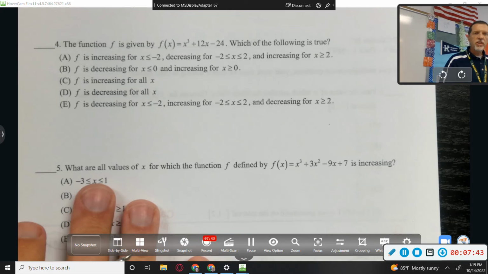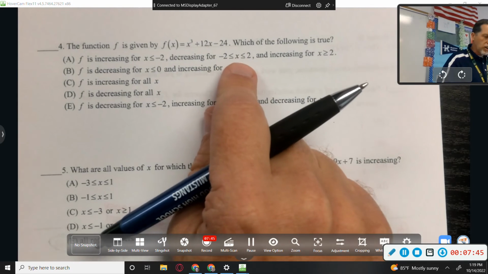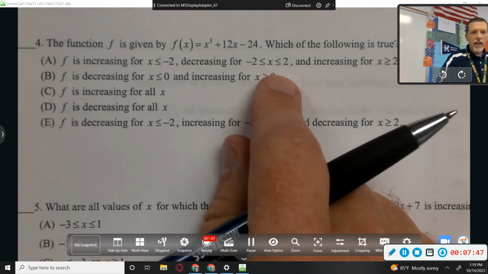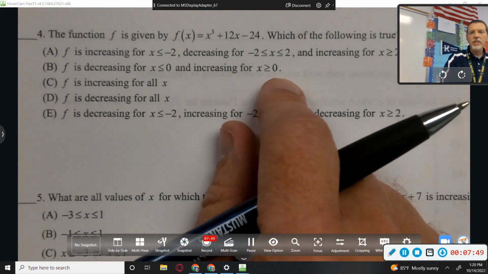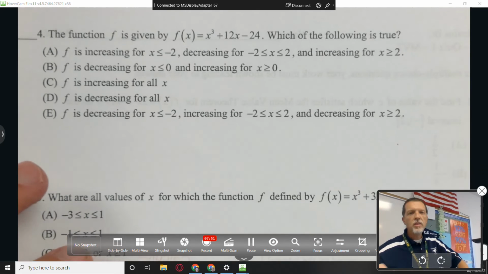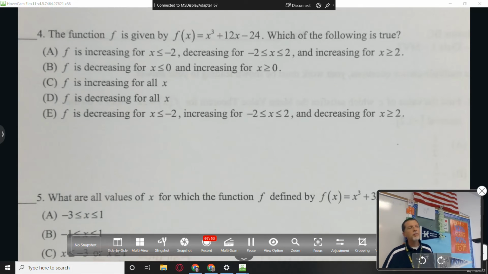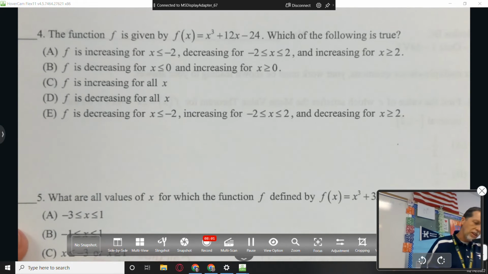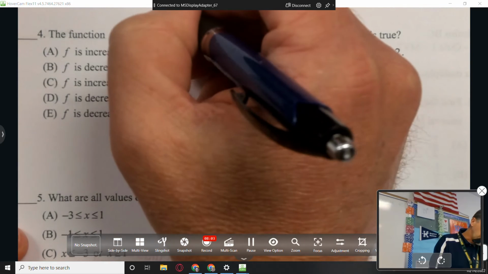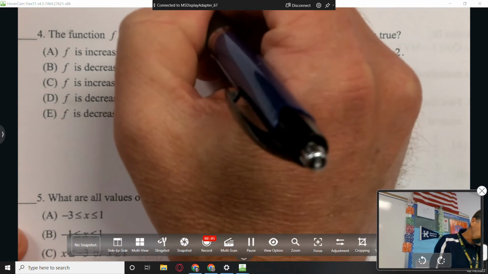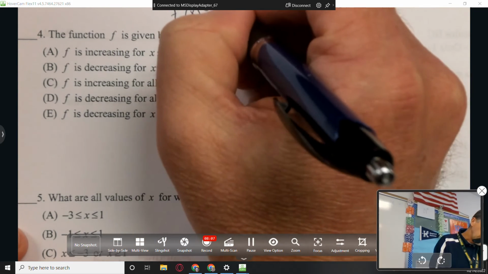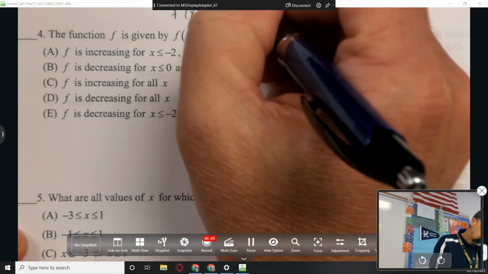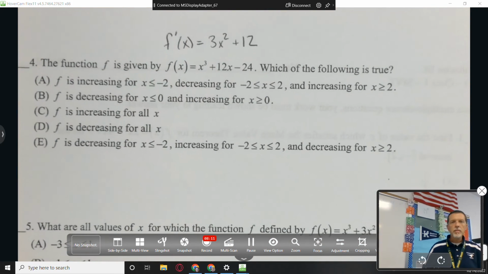Okay, the function is given by this thing, which of the following is true? And it's asking me about increasing and decreasing stuff. So what tells me increasing, decreasing? First derivative. Second derivative tells me concavity. First derivative tells me increasing, decreasing. So let's do the first derivative and then we'll go from there. So 3x squared plus 12 is my first derivative.